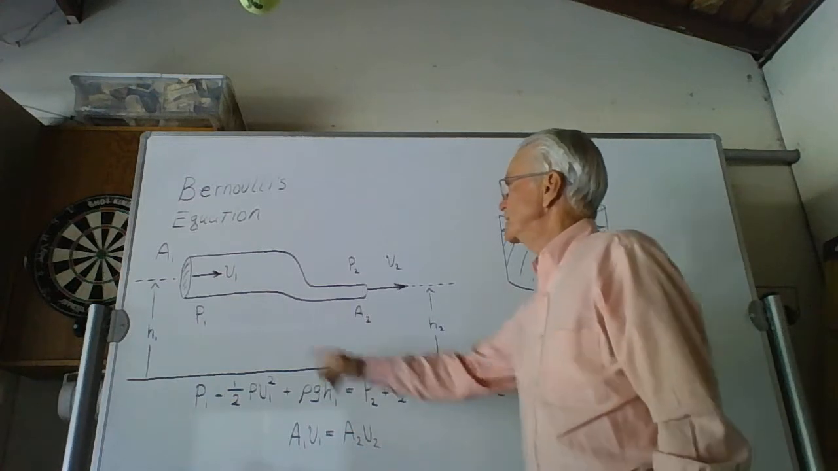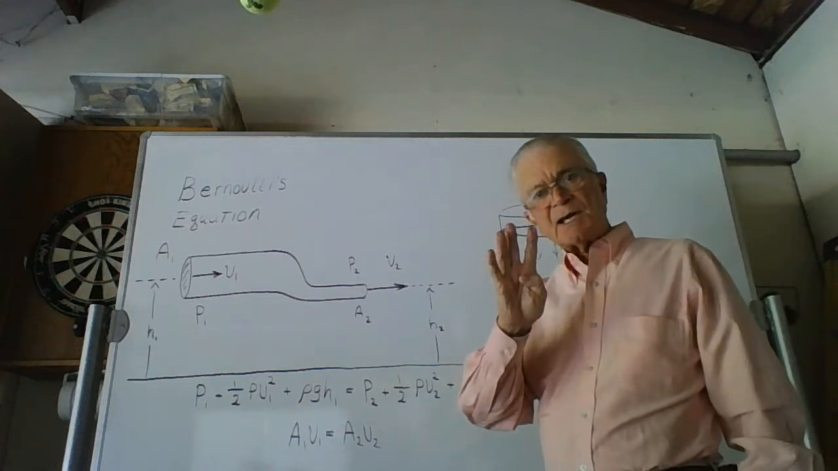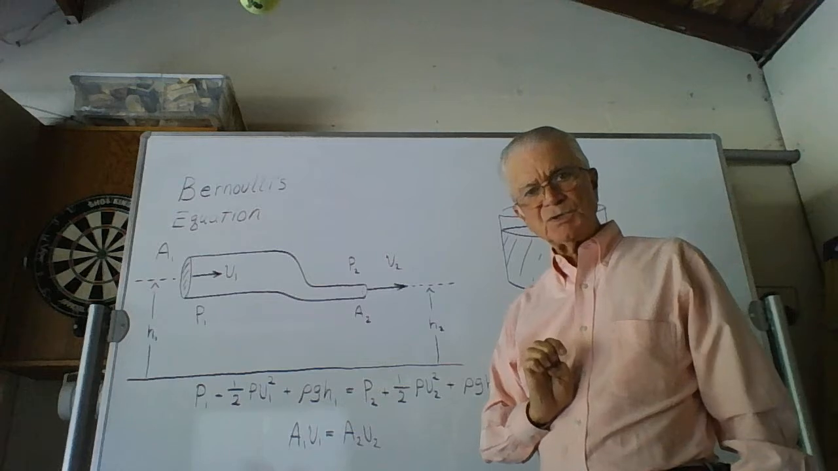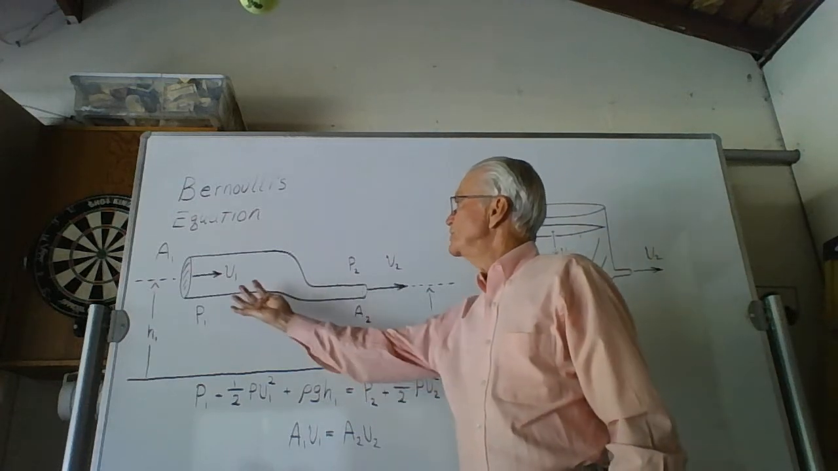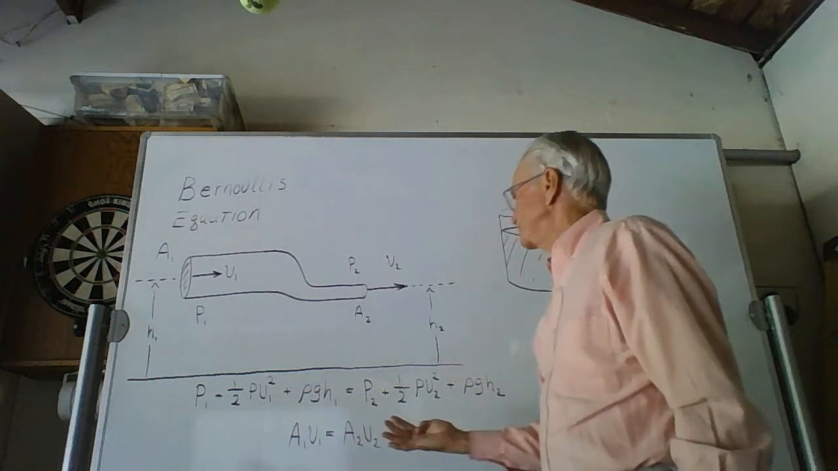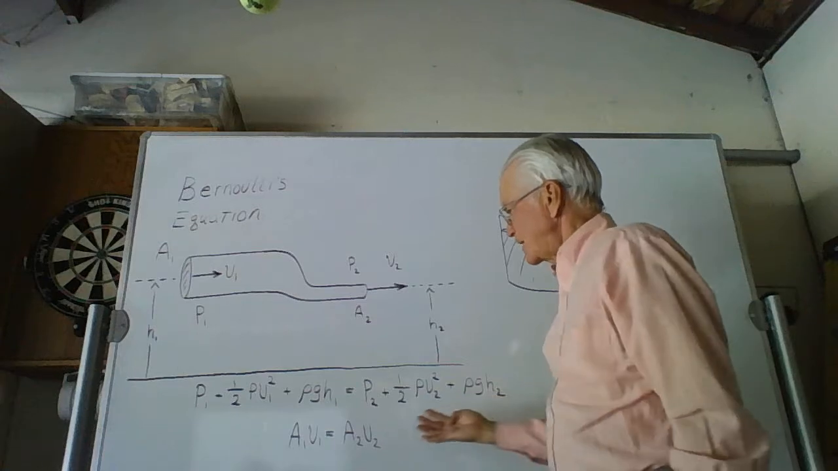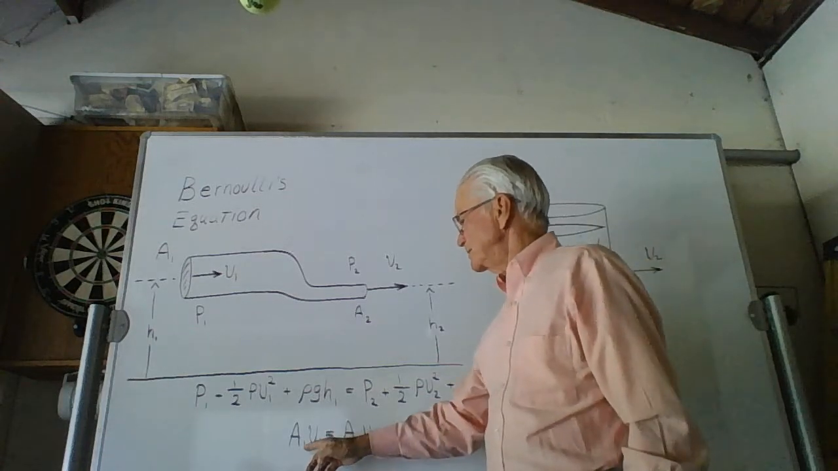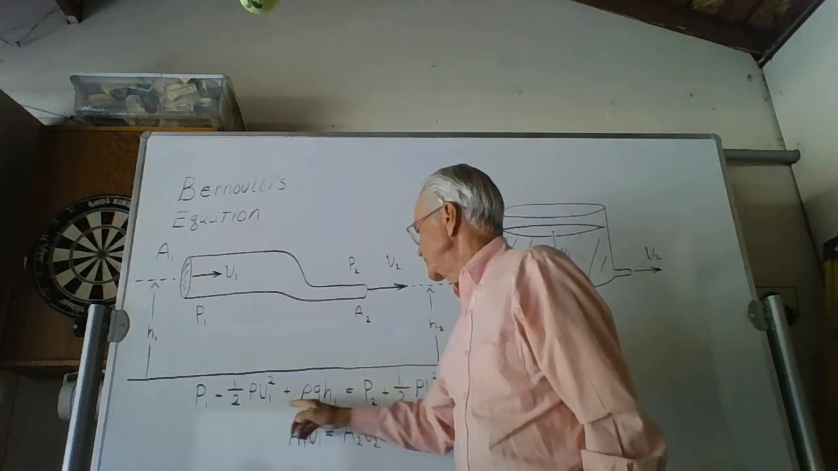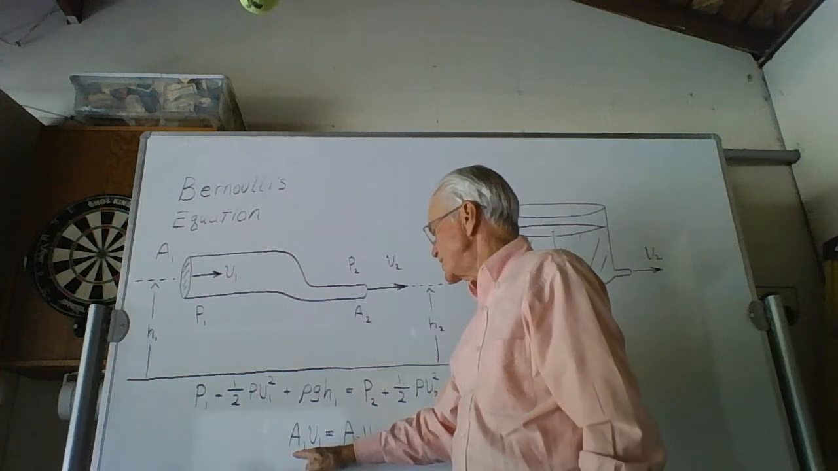The diagram displays 8 different variables. 4 on the left side of Bernoulli's equation and 4 on the right side. I'll count them now for you. 1, 2, 3, and the area A1 is down here.